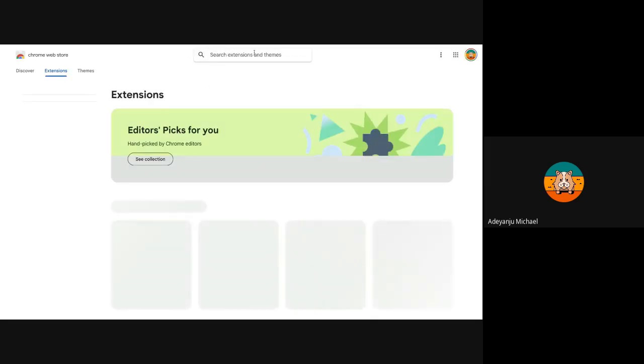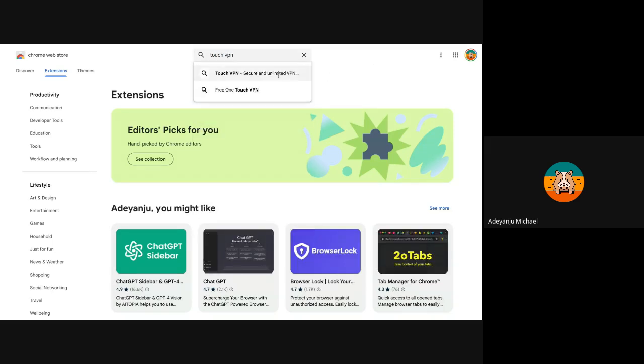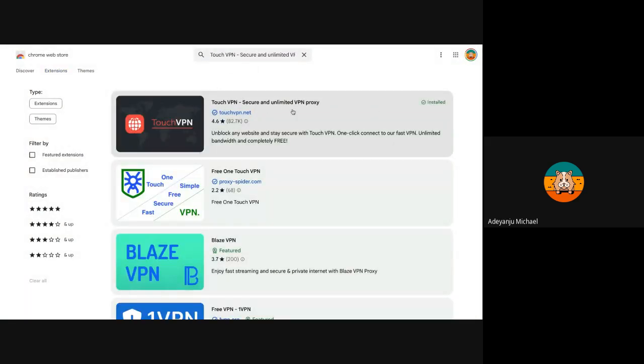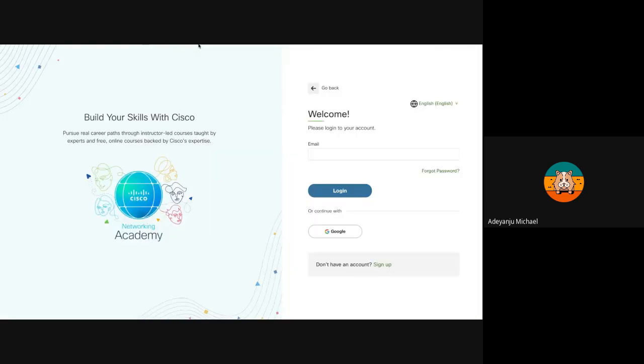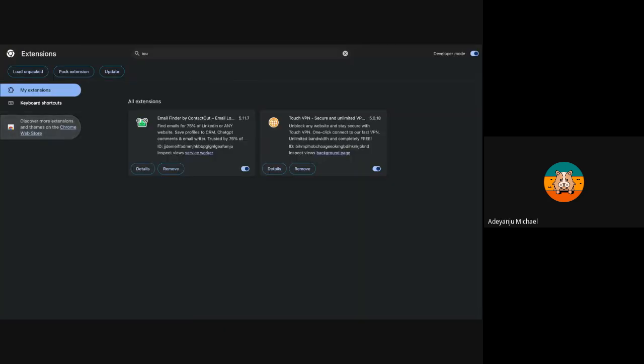So what you want to do is go to your Chrome web store and search for Touch VPN. Once you search for it, get the extension installed on your browser. Then maybe when you try accessing this page, you are not able to access it. This is the extension at the top. You open it and connect to a VPN. You don't need any account. Just connect to any location, and that's it. Do you understand? After you've connected to your VPN, it should work perfectly well.